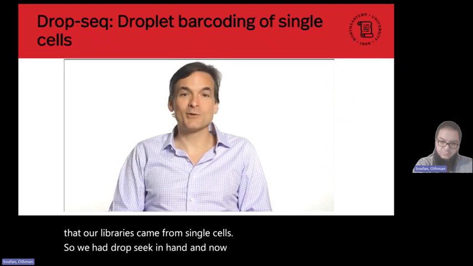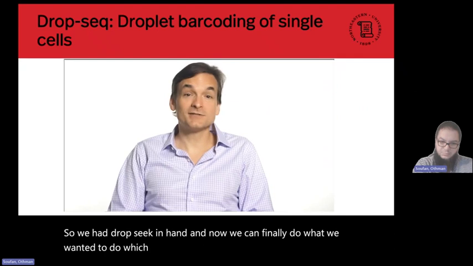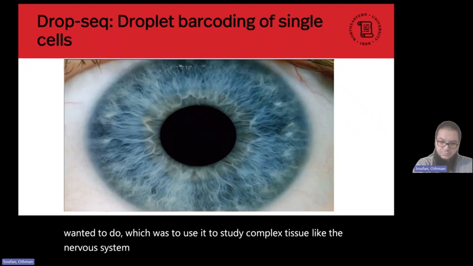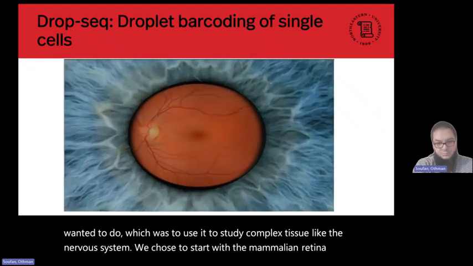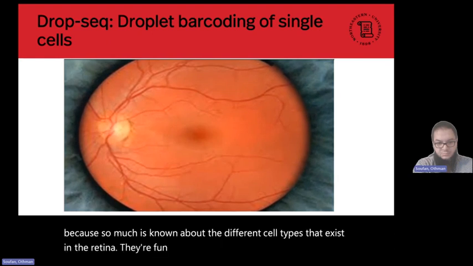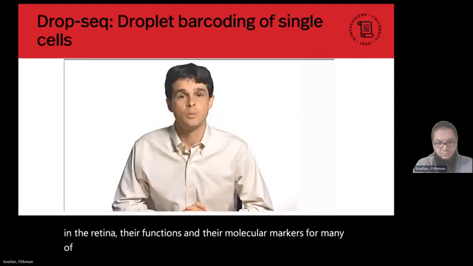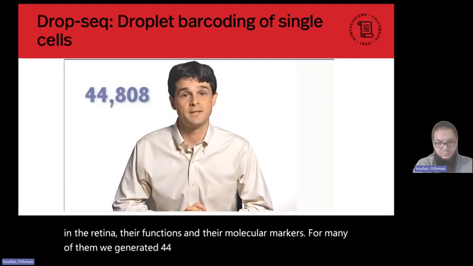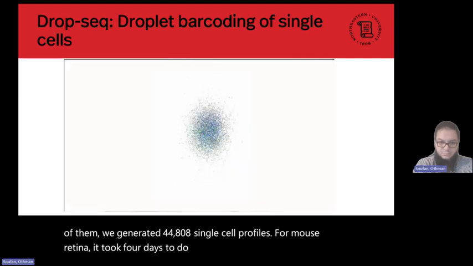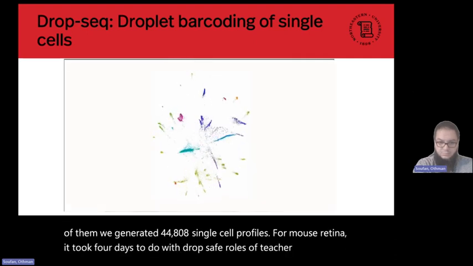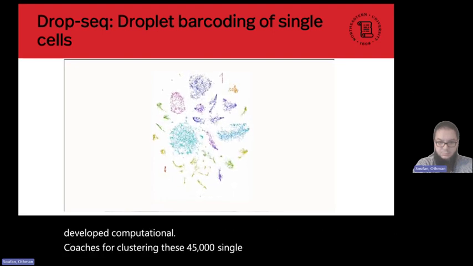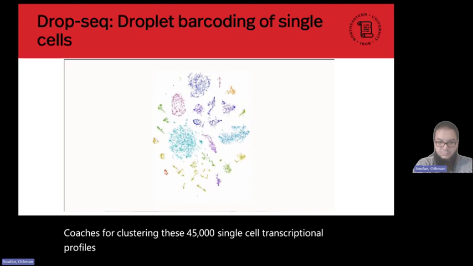Now we could finally do what we wanted to do, which was to use it to study complex tissue like the nervous system. We chose to start with the mammalian retina because so much is known about the different cell types that exist in the retina, their functions, and there are molecular markers for many of them. We generated 44,808 single-cell profiles for mouse retina. It took 4 days to do with Dropseq. Rahul Satija developed computational approaches for clustering these 45,000 single-cell transcriptional profiles into clusters or groups.